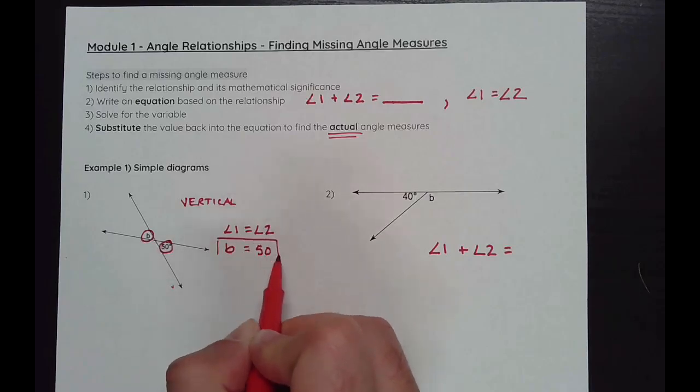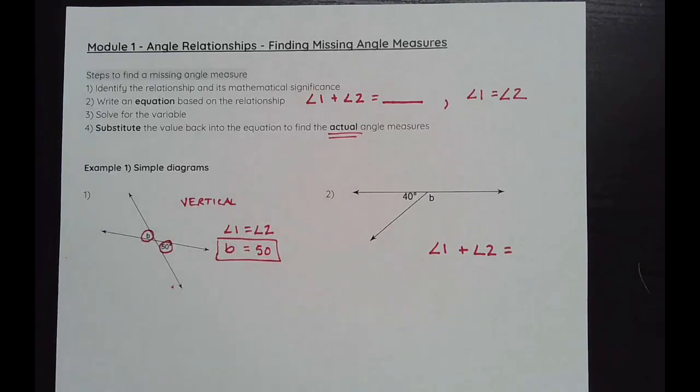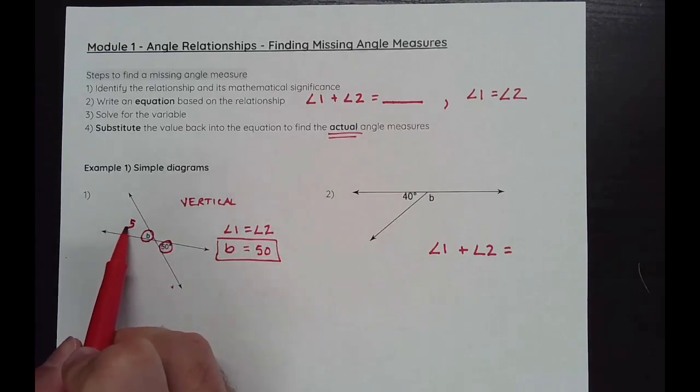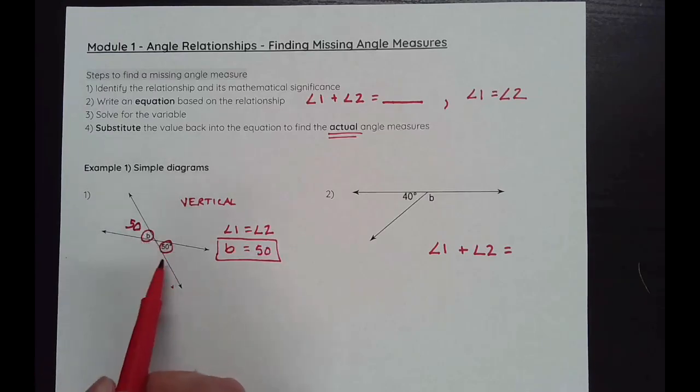This one's nice for us. It's kind of already done. B is equivalent to 50. So this angle here is 50 degrees. We know that because they're vertical.